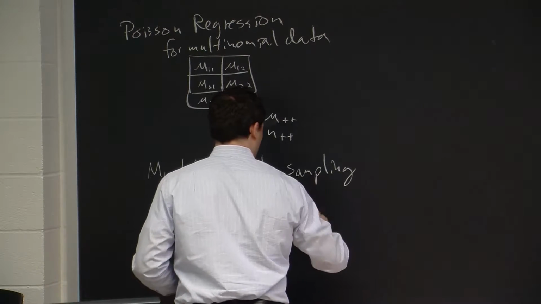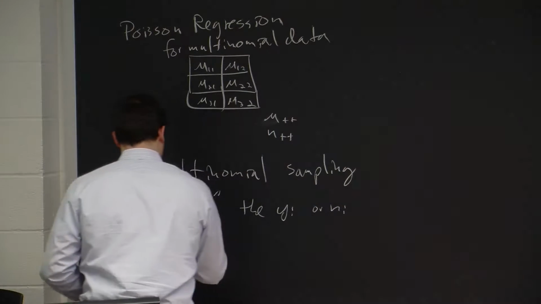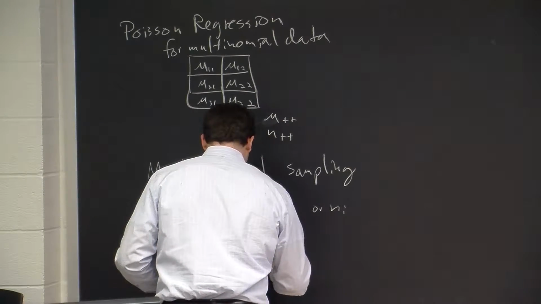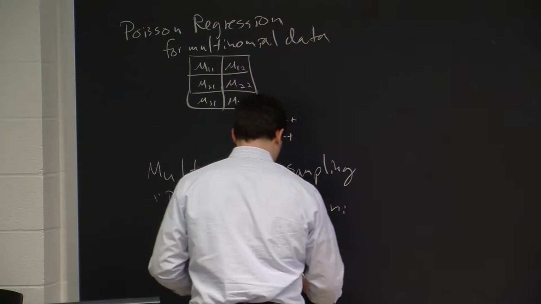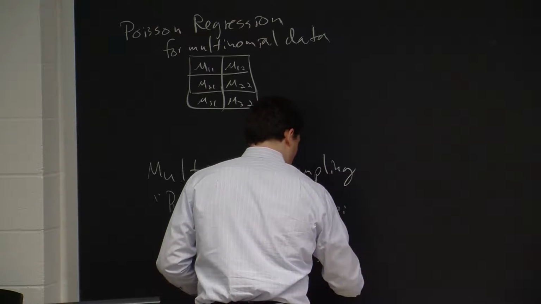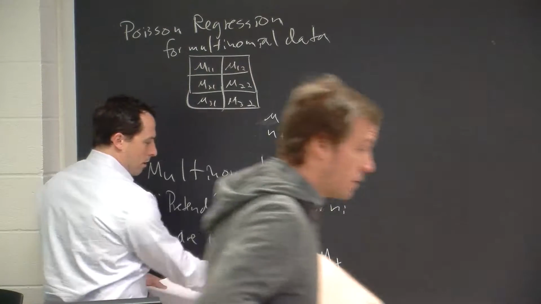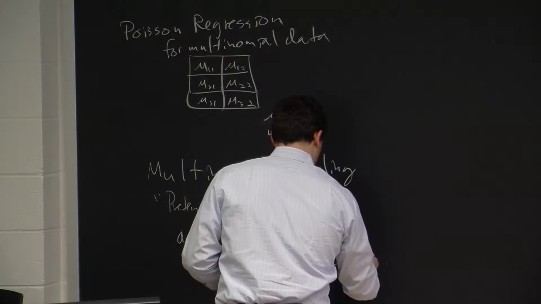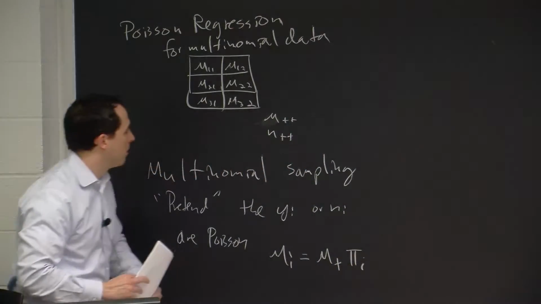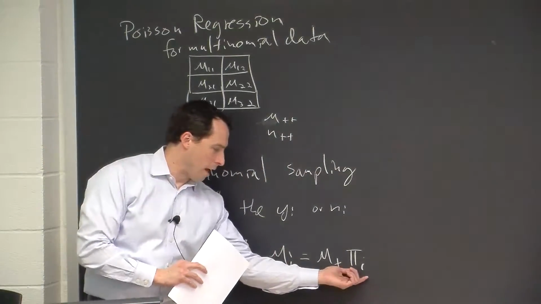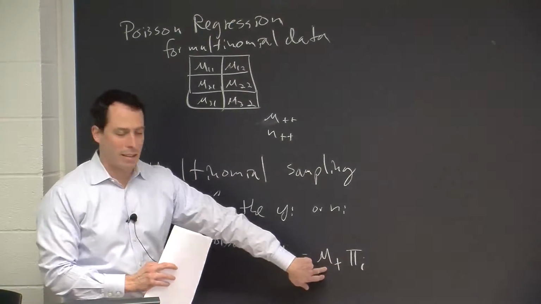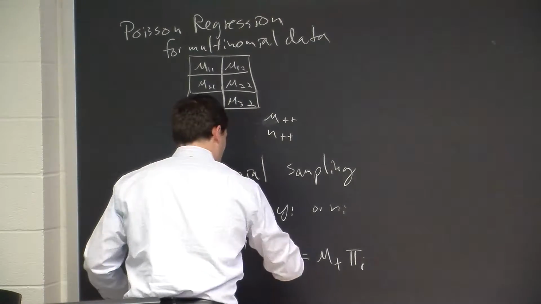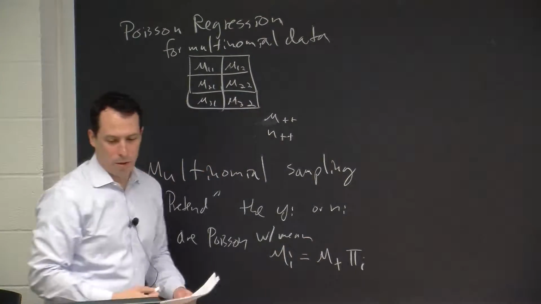Or y_i or n_i are Poisson, and they have means mu_i, which is equal to this grand total, and i here is indexing the cells, so there's 6 of those possibilities here, times the probability for that cell. Okay, so we have a multinomial distribution, that will be just the p's. If we add in the grand total over here, then we can think about it as a Poisson mean with parameter mu_i.